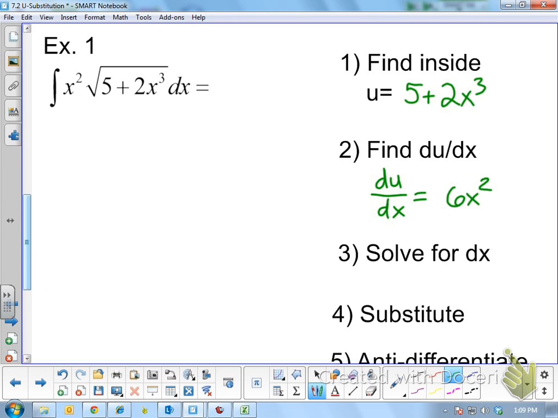The shortcut is just you can switch this right side with the dx on the bottom. We still can do it the long way. We can multiply by dx on both sides, and then divide by 6x squared. But in the end, it really just switches where the dx is and where the 6x squared is. So dx is du over 6x squared. So if you want to remember it by switchy witchy, you can. If you want to just solve using algebra, you can. Either way works.